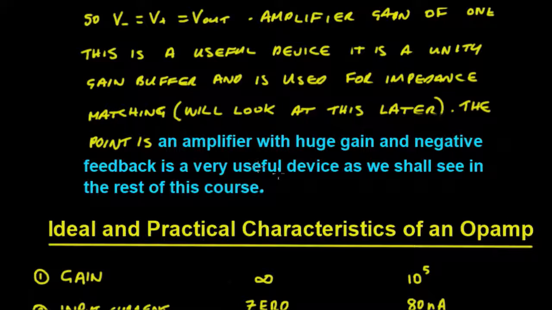But now the main point to pick out from this point here is that an amplifier with a huge gain and negative feedback is a very useful device, and we're going to see that over the rest of the course, and we can see how we can use it.